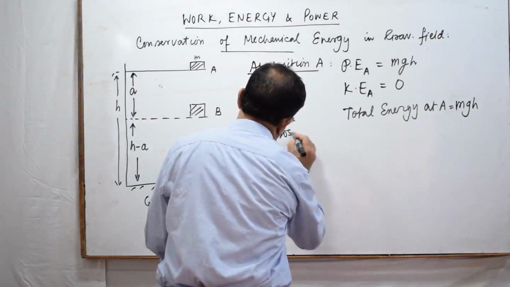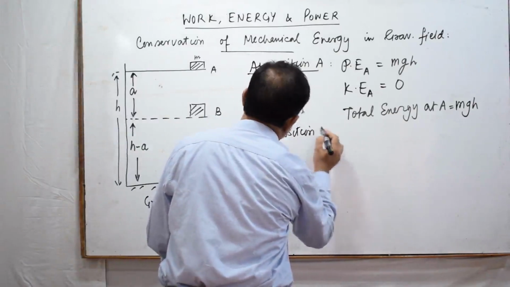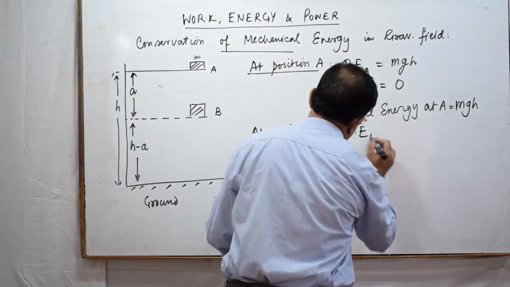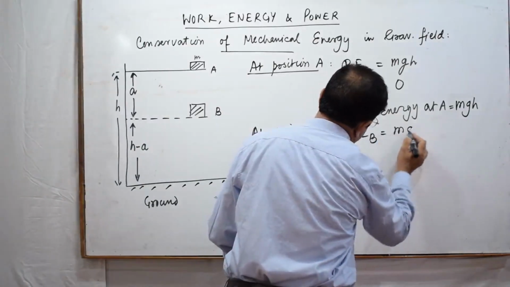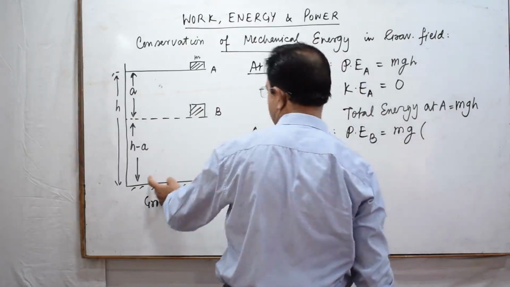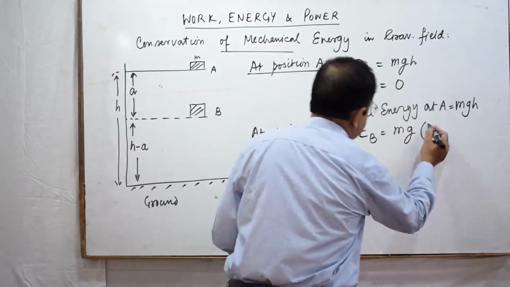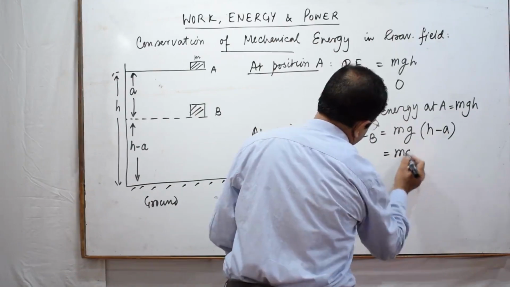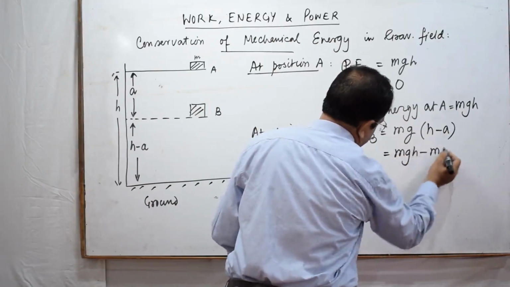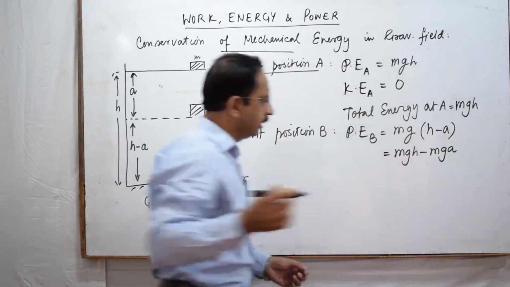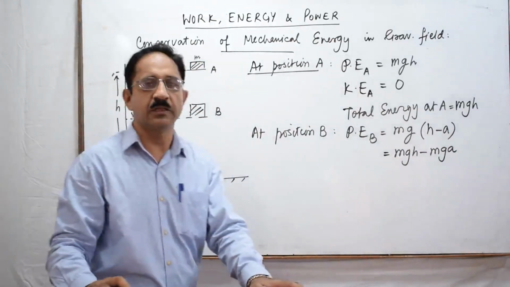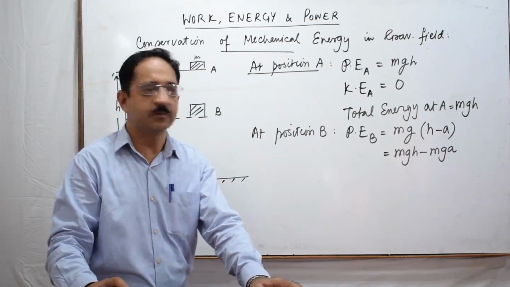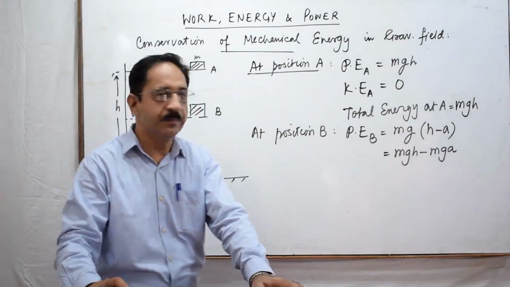So at position B, the object now has a potential energy which will be mg into, with respect to ground, इसका height है h minus a, that is mg(h minus a). This I can write as mgh minus mga. So you see there is a decrease in its potential energy. जो potential energy mgh थी, now it has become mgh minus mga.